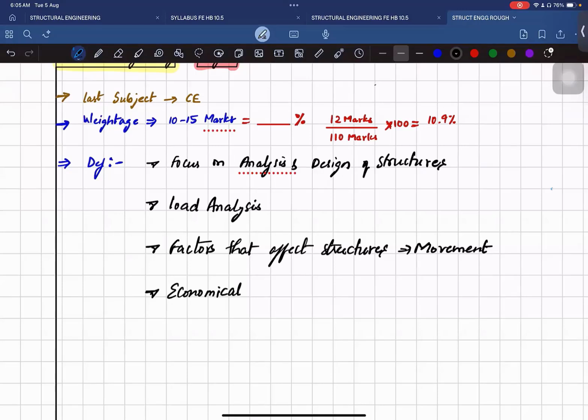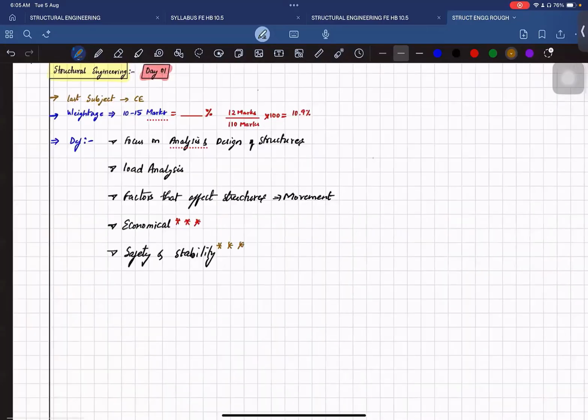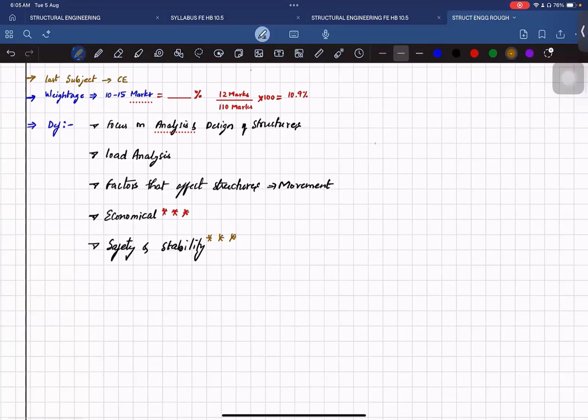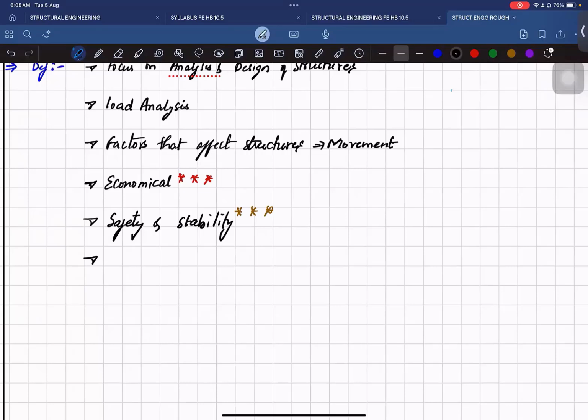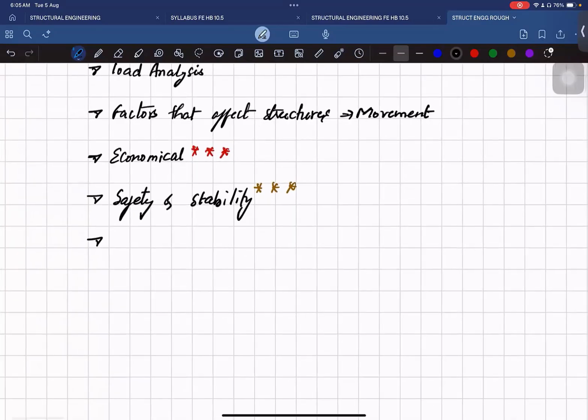Someone said a very good word, that is design. We have to do economical design. Also, someone said it focuses on the safety and the stability of the building. Perfect, that's a pretty right answer. Designing based on the standards, yes. We have to design, that's right, but we cannot design on our own. We have to follow some standards.